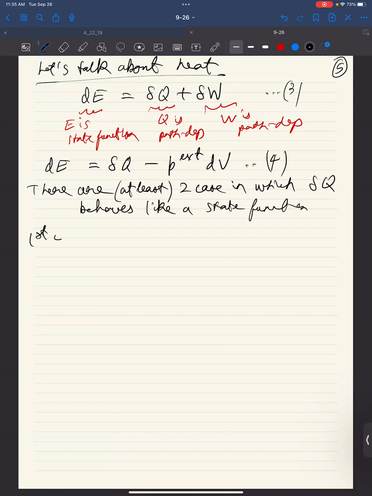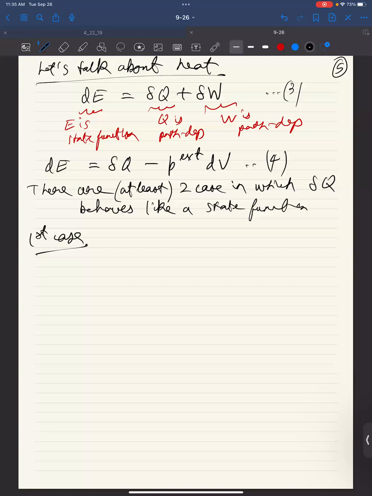First case should be screaming at you from equation number 4. Equation number 4 says, and I'm going to ask Maryadala this question. Okay, Maryadala. dE is equal to delta Q minus P external dV, right? And I want delta Q to look like a state function. State function means something that can be written with a d, right? d of something. What should I do in equation 4 so that delta Q starts to look like a d of something? Even simpler.